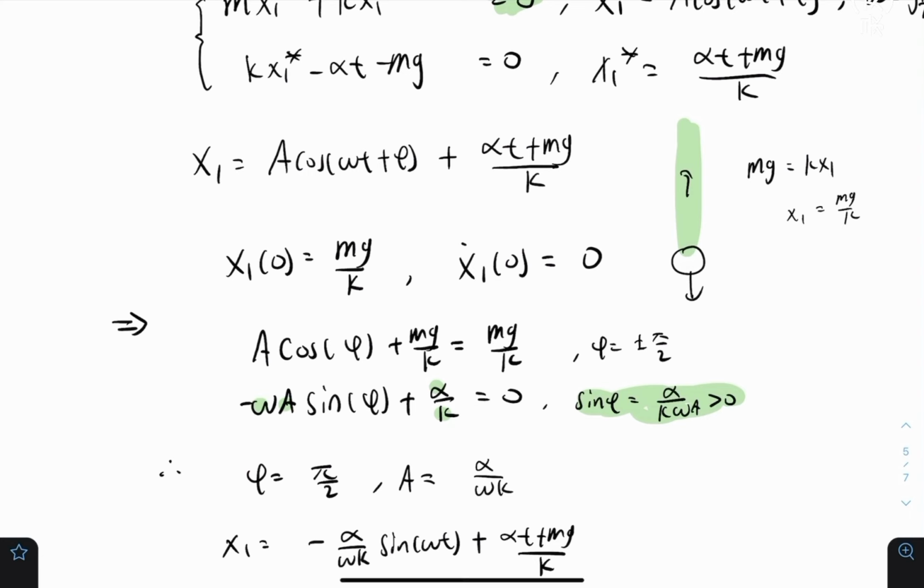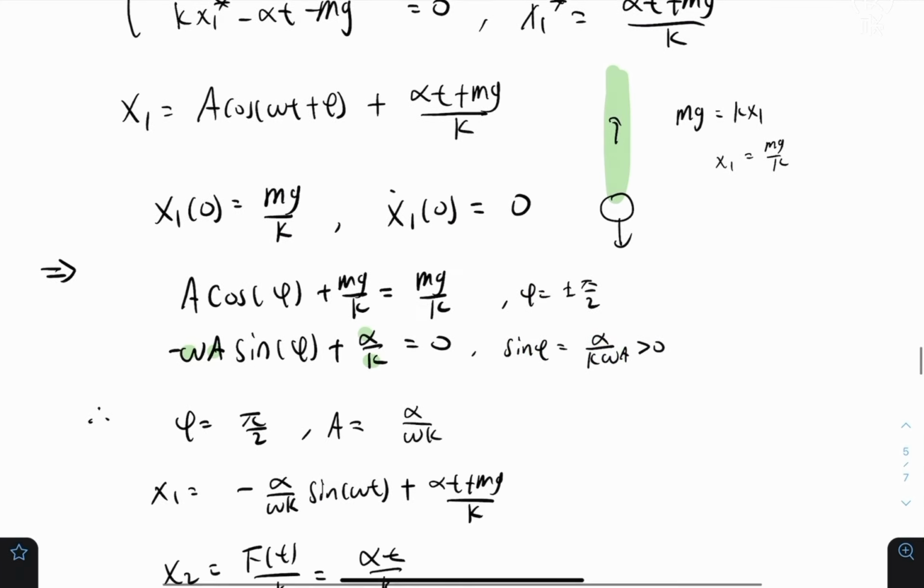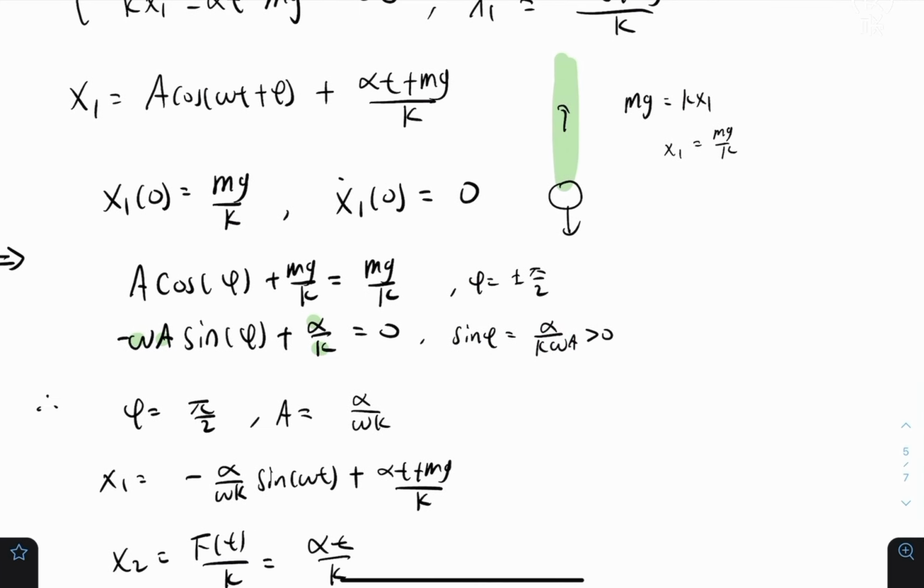And if we plug in phi equal to negative pi over 2, you can see that sine phi is equal to negative 1, which is less than 0. So we can eliminate the case where phi is equal to negative pi divided by 2 and keep the case where phi is equal to pi over 2.